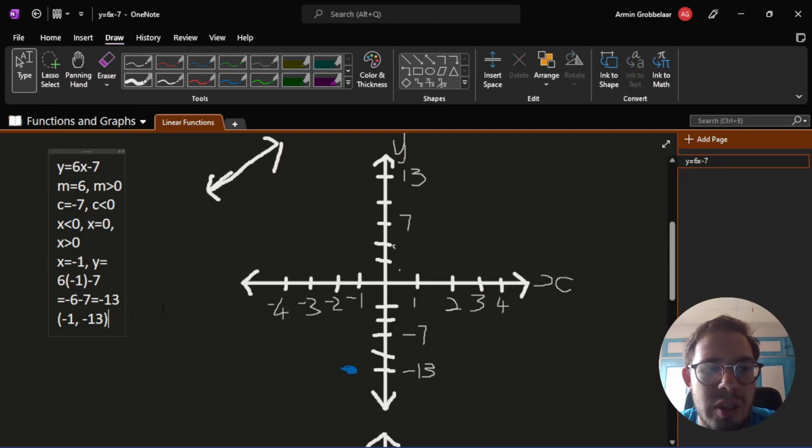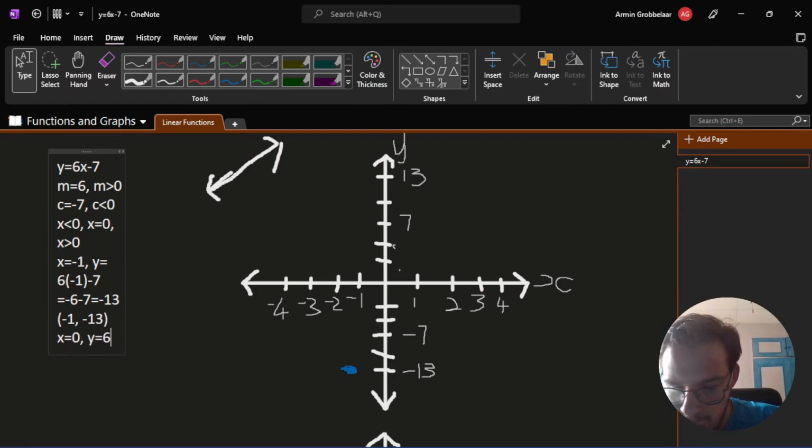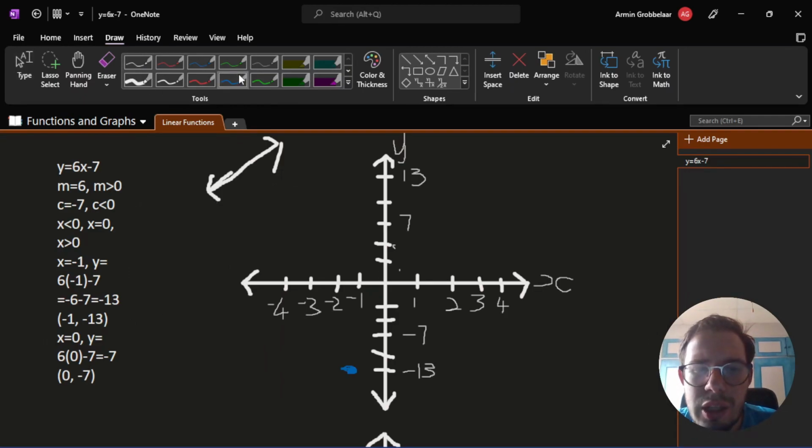Then our second point is where x is equal to 0. So when x is equal to 0, then y is equal to 6 times 0 minus 7. So that's equal to minus 7. So our second point is 0, minus 7. So we're going to draw that in. We go down, here is 0 on the x-axis, and we go down 7 points. So our point is there.